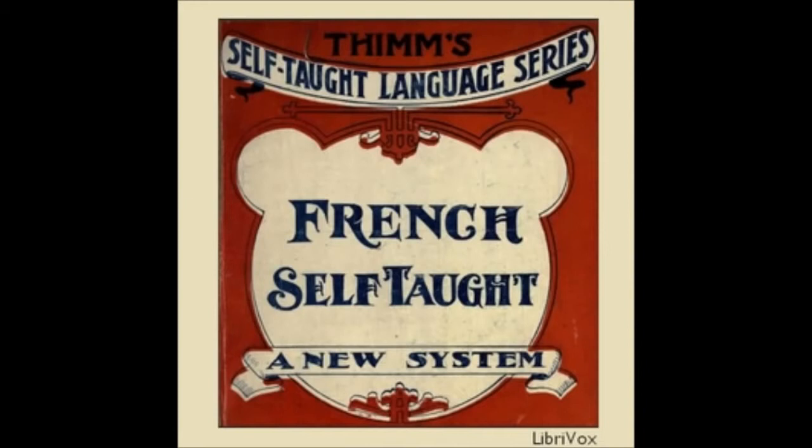Health. How are you? Comment va la santé? Pretty well. Assez bien. Very well. Fort bien. I am very well. Je me porte à merveille. I am ill. Je suis malade. I am not very well. Je ne suis pas bien portant. I have a headache. J'ai mal à la tête. I have a sore throat. J'ai mal à la gorge. I have a cold. Je suis enrhumé.